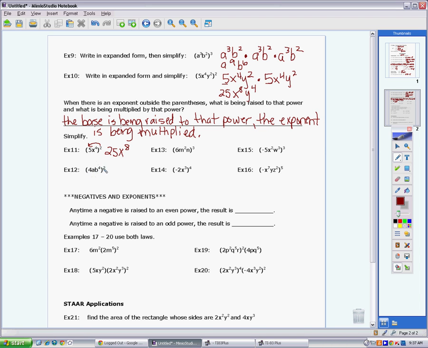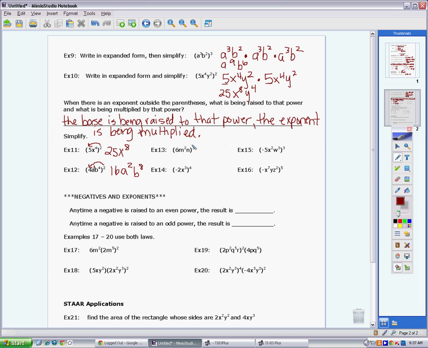4ab to the 4th power squared. I am going to apply the square to the 4, so that's going to be 16. 4 times 4 is 16. I have a to the 1st power, so I am going to multiply 1 times 2, and I do get a to the 2nd power. And then I'm going to multiply 4 times 2 with the base of b, and I get b to the 8th power. So it becomes 16a squared b to the 8th.